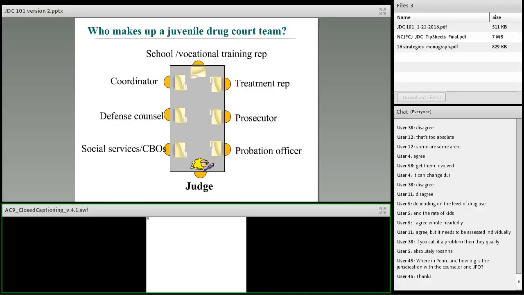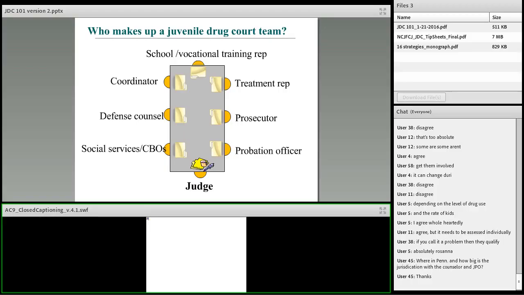All right, so I want to talk about the team and who's on the team. And I'm going to really briefly describe all of these roles, because I think, if you're a new person coming into the juvenile drug court, this can sometimes be the most confusing thing. So on the team, we have the drug court coordinator, and the coordinator wears a lot of hats.